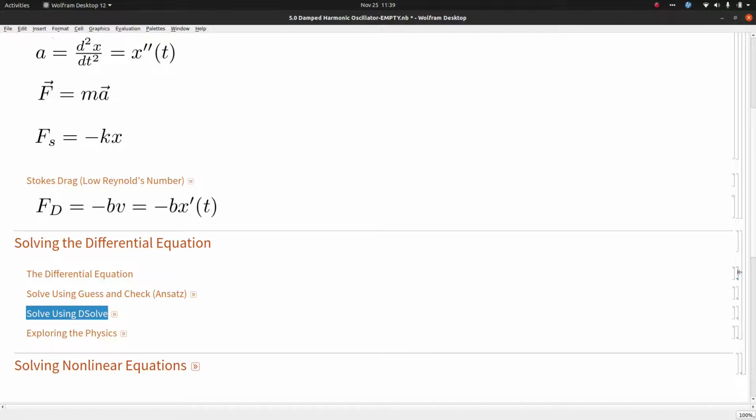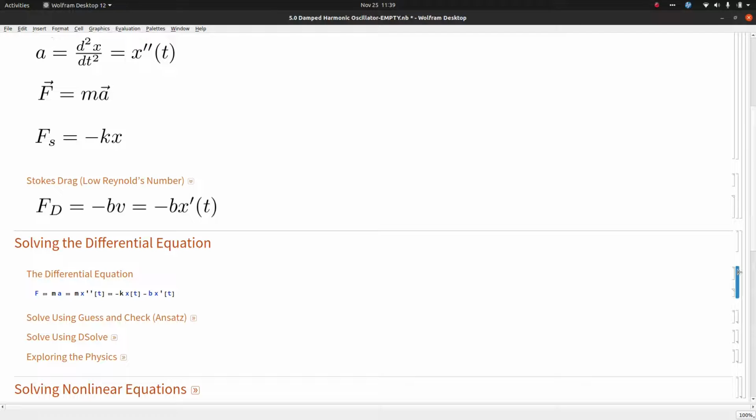But let's start with what that differential equation is going to look like. So we have the force equals the mass times the acceleration, where we can write the acceleration as x double prime as a function of time. And that's going to equal the sum of the forces, where the first force is given by Hooke's law, minus the spring constant times x. And the second force is given by that Stokes drag damping force equation, a constant times the velocity x prime of t.